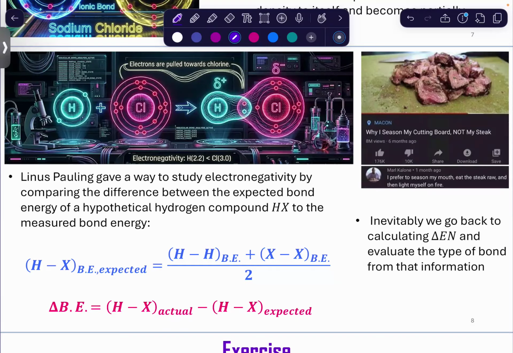You have those two bond energies divided by two, which gives you an average bond energy. And so then when you calculate that, that's going to give you the expected bond energy of your hydrogen chloride. And then the delta, the difference in the bond energy, is going to be your actual bond energy minus your expected bond energy. And that delta bond energy is going to give you a measure of your electronegativity across the bond. And so then you can go back to the scale we talked about on is this a polar or a nonpolar or an ionic bond?